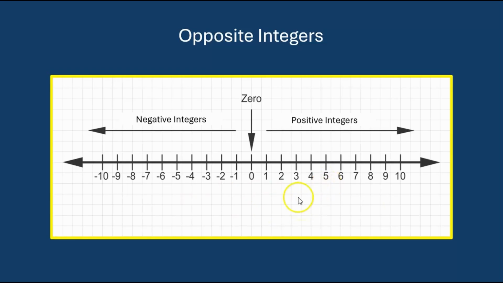Both 5 and -5 are 5 spaces away from 0, but one is to the right and one is to the left. So when you hear opposite integers, think of perfect balance, equal distance, opposite directions, and right across 0.